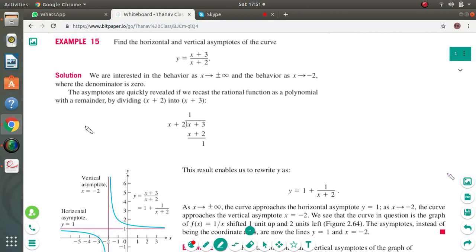Yes, please go through this example now and find out what is the asymptote of the curve here. Learn the method now.